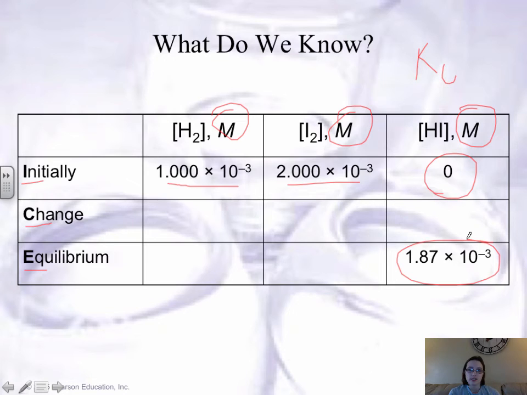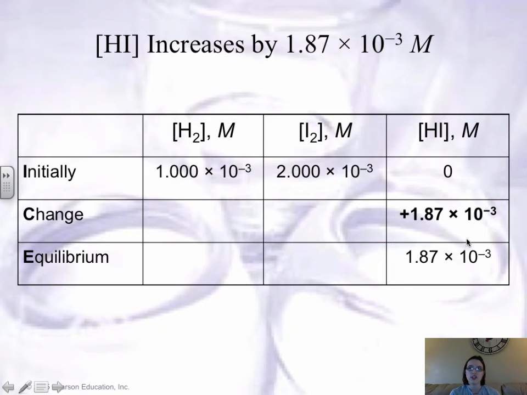Now what I want you to do is look at this and figure out, is there anything here, just by looking at this, that we can determine? Well, we can determine the change. The change is simply how much is added or removed. So to get from 0 to 1.87 times 10 to the negative third, we had to add 1.87 times 10 to the negative third. Now, this is our change based on HI. Now what we have to do is figure out, based on HI, what is our change of H2 and I2?